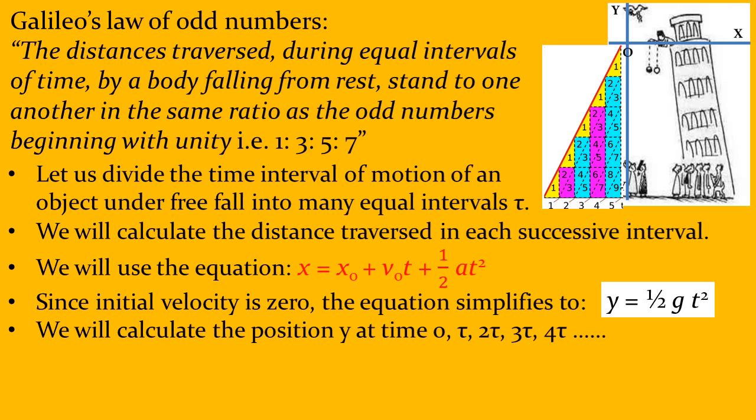Now we will calculate the position y for time 0. So if I put time t equal to 0, what is y? Y is equal to 0. If I put t is equal to tau, then what is this? Half g tau square. And if I put t is equal to 2 tau, it becomes half g (2 tau) bracket square, isn't it? So I can calculate it for each subsequent interval.